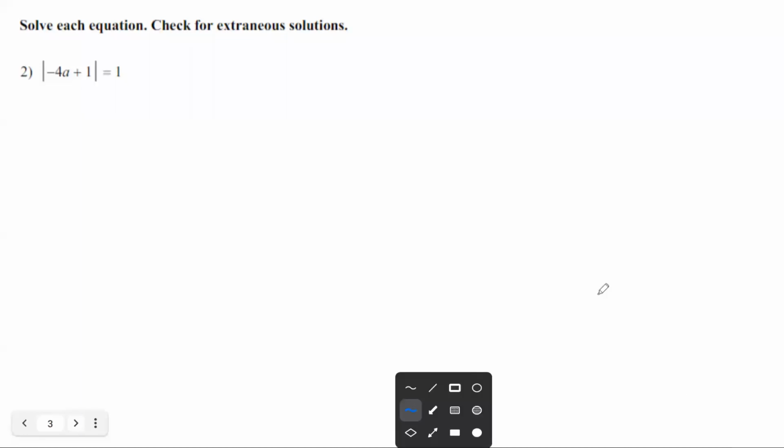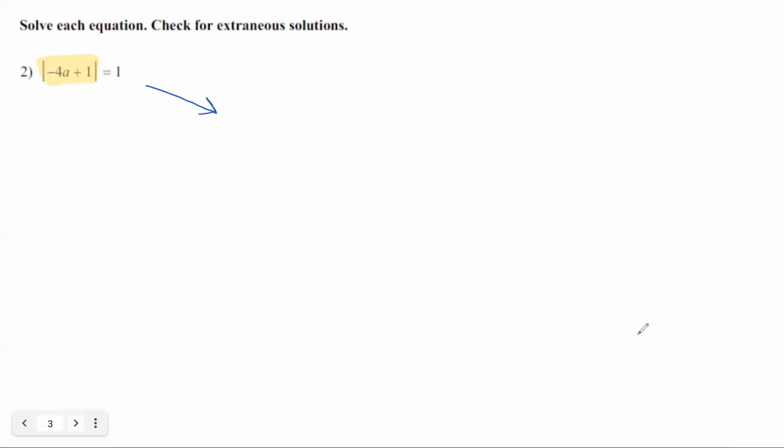Let's do the second one. All right, the absolute value of -4a plus 1 is equal to 1. Step 1 says isolate the absolute value on one side of the equation. My absolute value is the only thing on the left. So I can move into step 2, which is to consider my positive case and my negative case.